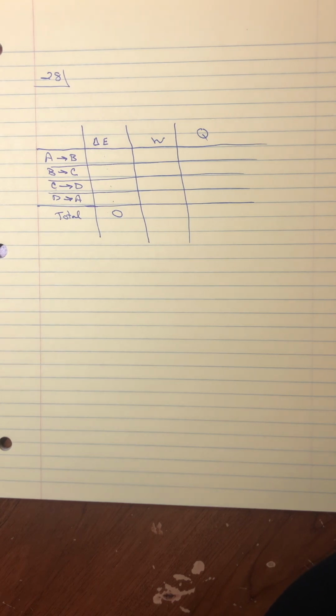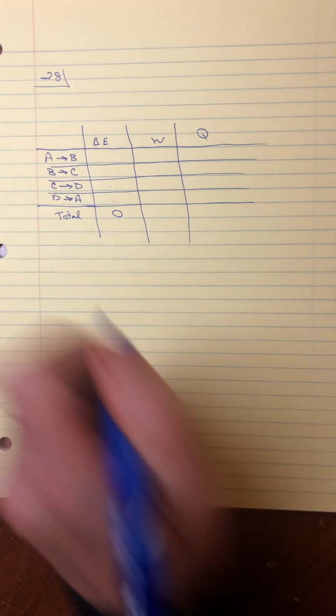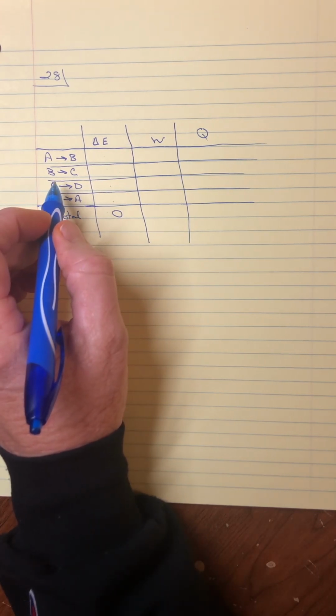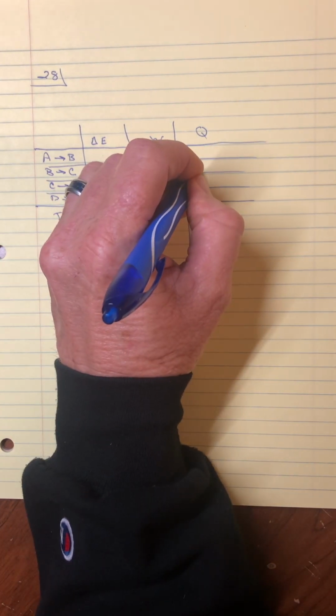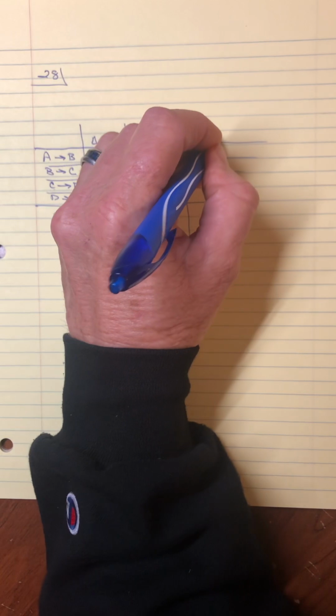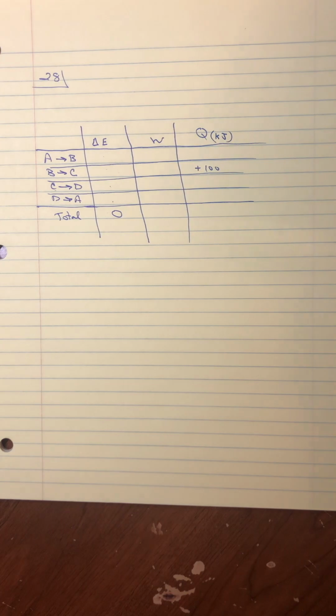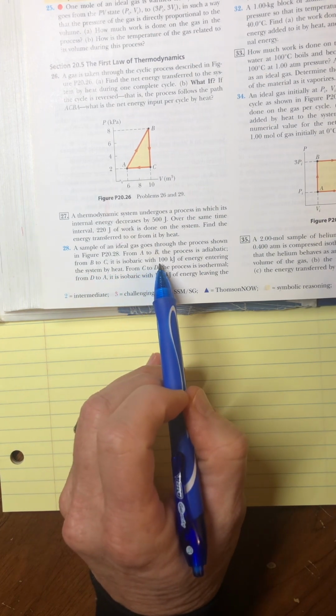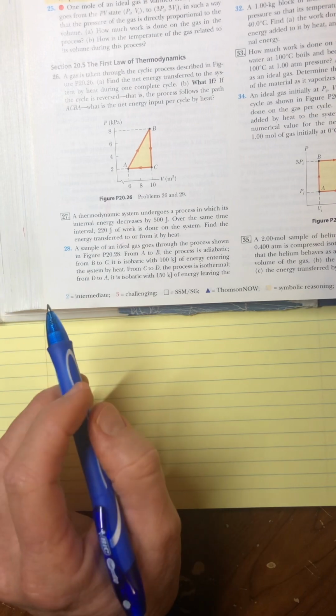And if I come back and go to the reading here, they make it very clear that this process, the B to C, is isobaric with 100 kilojoules of energy entering as heat. So I'm going to put over here a plus 100. And of course in the units I'll just put kilojoules. So that's what they said. Where was it? Right here. So from B to C, it's isobaric with 100 kilojoules entering as heat.